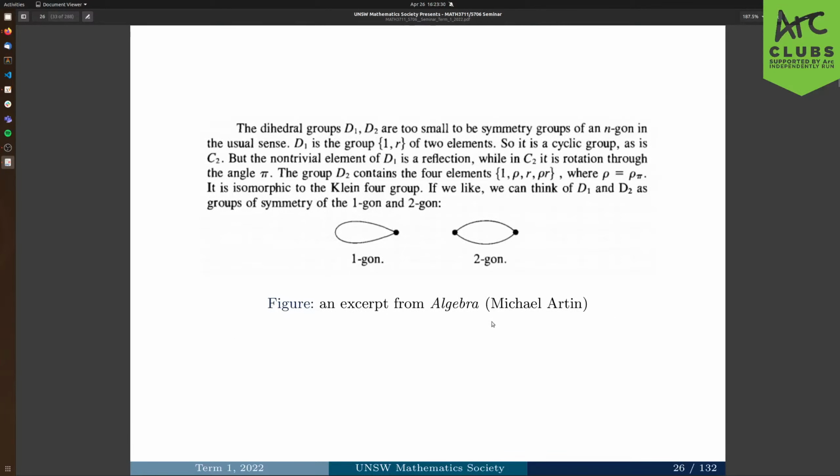And in fact, if we look at a textbook from Artin, so if you look at his algebra textbook, he actually gives a nice picture of what these kind of things would look like. So they look a bit funky almost. Here's the 1-gon, kind of got a loop, but I guess this would have to be infinitesimally small because we're talking about a reflection and a rotation. So the logic kind of breaks down, basically.